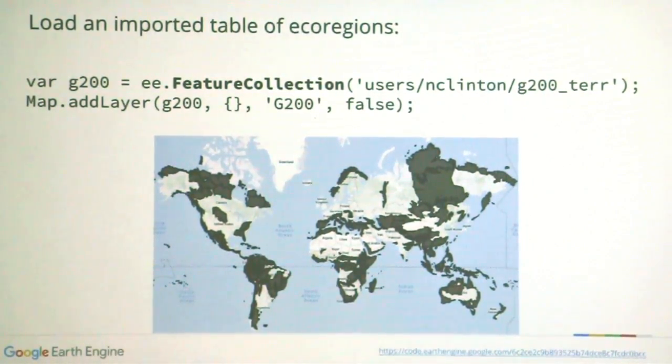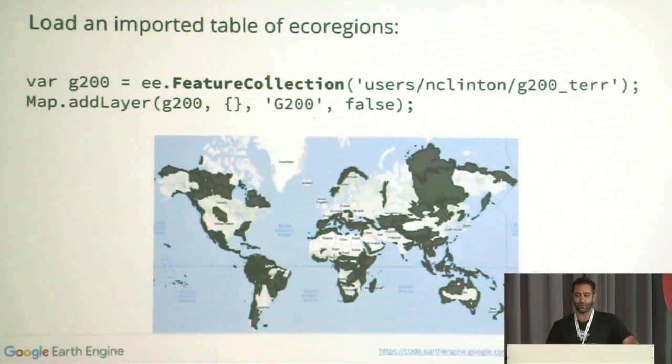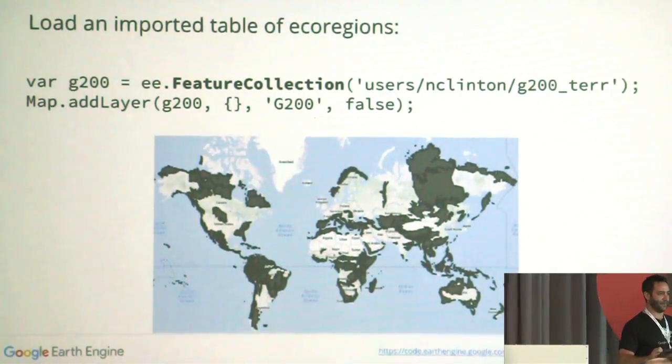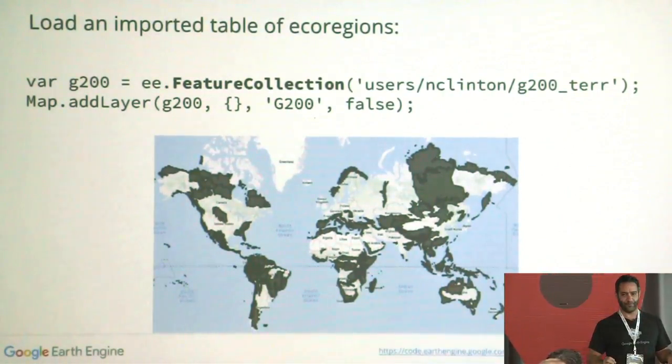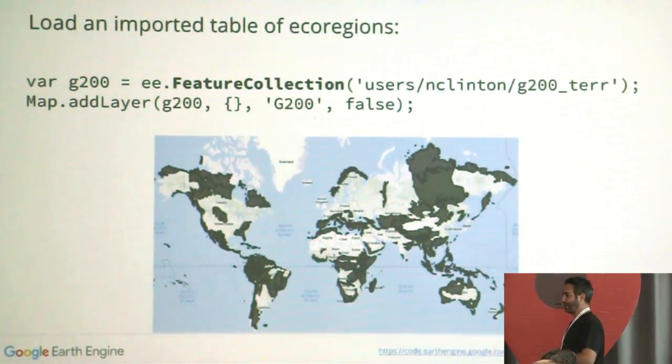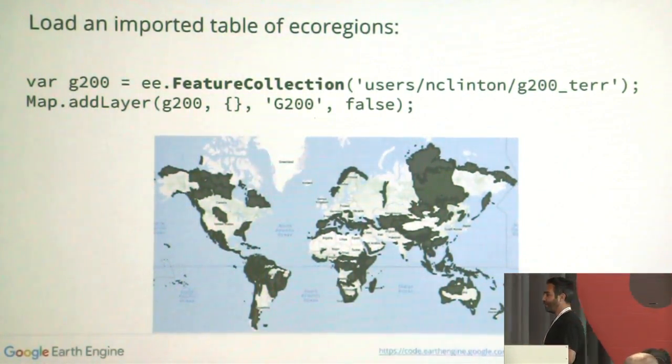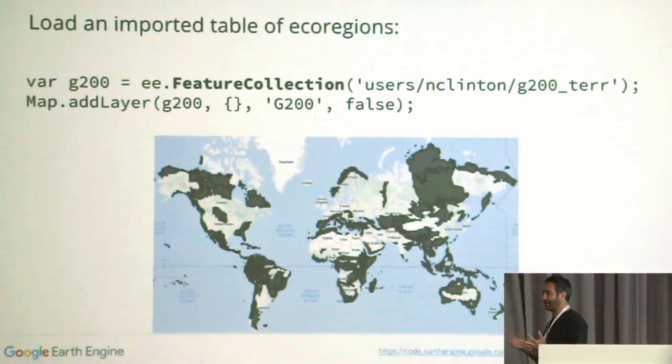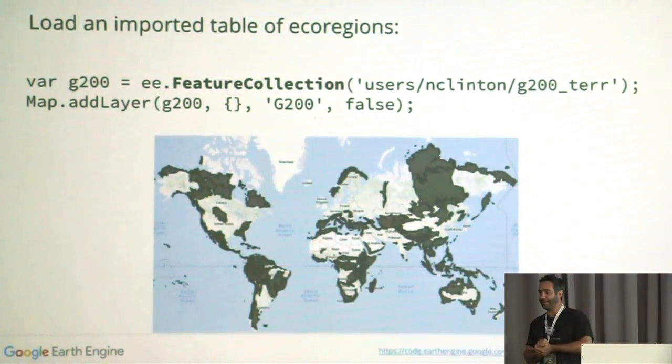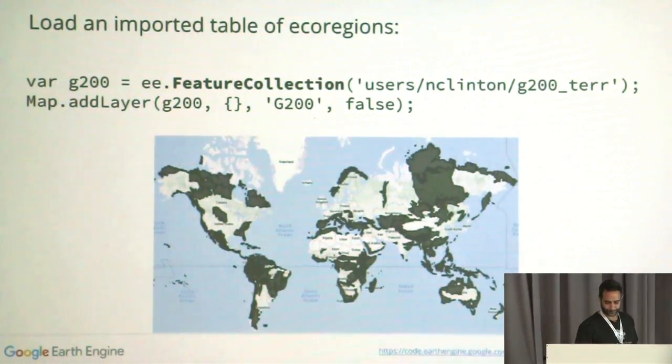And there it is. Again, I just fed the ID of this thing, the text ID, right into the feature collection constructor. You could also import this thing. At that point, you can add it to the map, and this should be like any other feature collection that you've used in Earth Engine before, and you'll have access to all the feature collection methods and so forth.